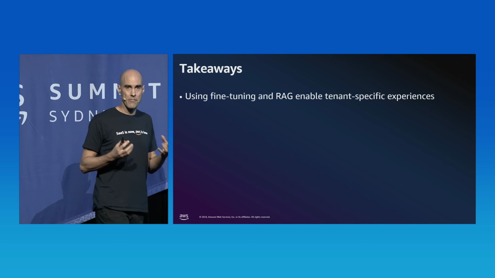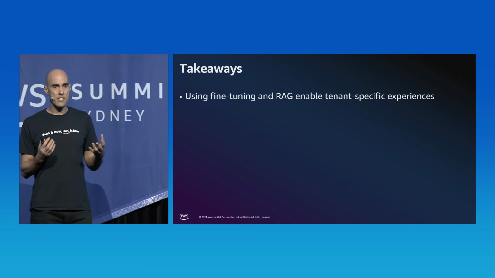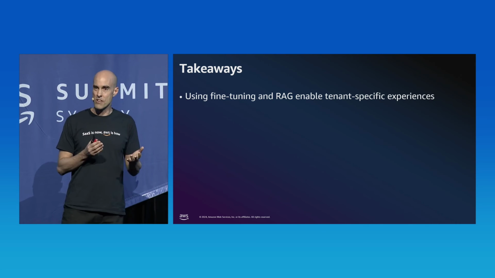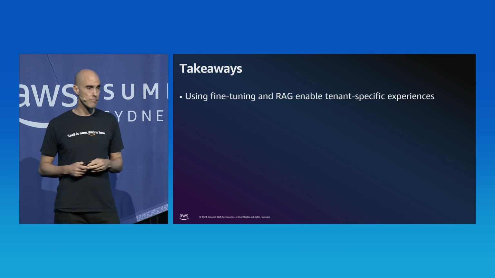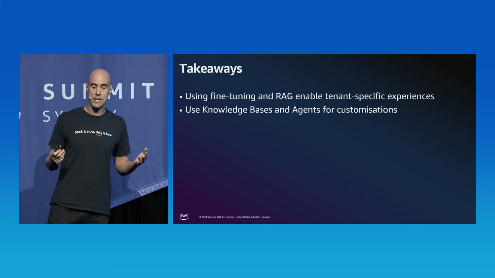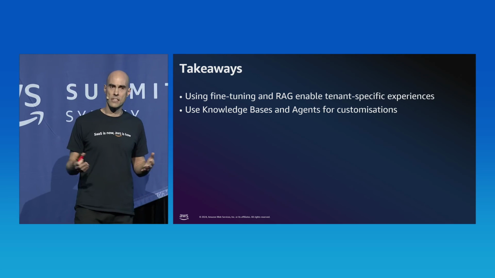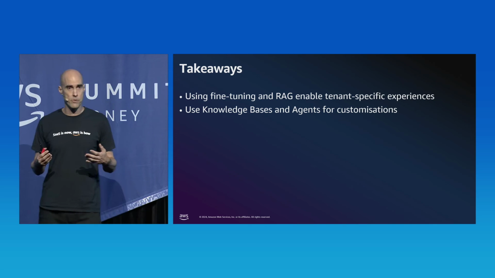We want to have that awesome SaaS experience, right? And in a multi-tenant application, how do we actually build that in? How do we differentiate that? Well, you can use fine-tuning and RAG to enable that. But don't build your own, right? Use the tooling that's out there. Knowledge bases is really good, and agents as well. Also, there's other tooling like LangChain. Just look out there and find out what the tooling is, because it'll make your experience a whole lot better.